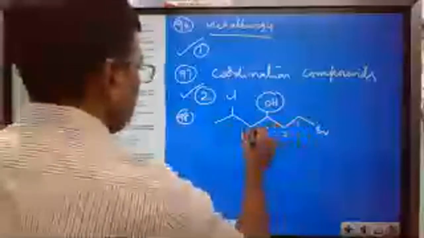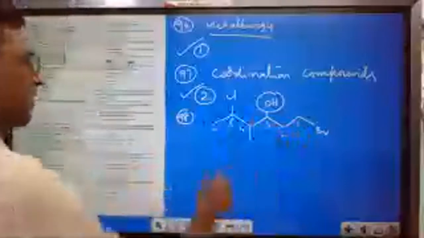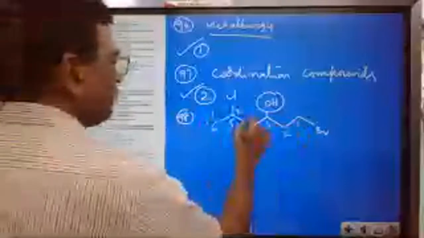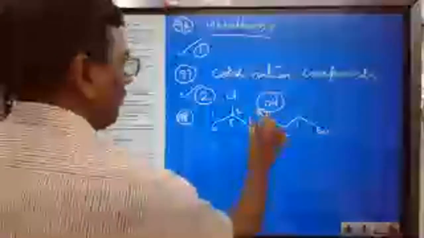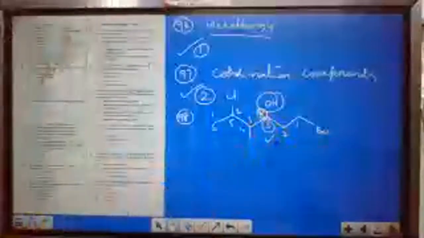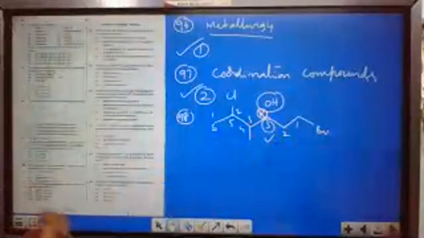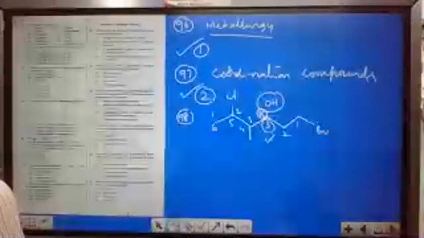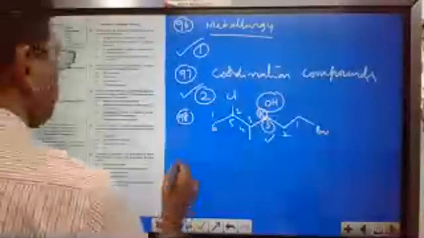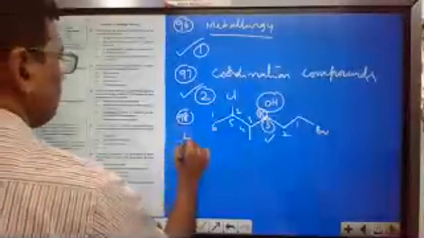1, 2, 3, 4, 5, 6. If you give numbering from left to right, you will get 1, 2, 3, 4. 4 is getting wrong. So third is correct one. So we should give numbering from right to left. Then we should follow the alphabetical order. Methyl, hexane, 3-ol. So right option is 4. Right option is 4.